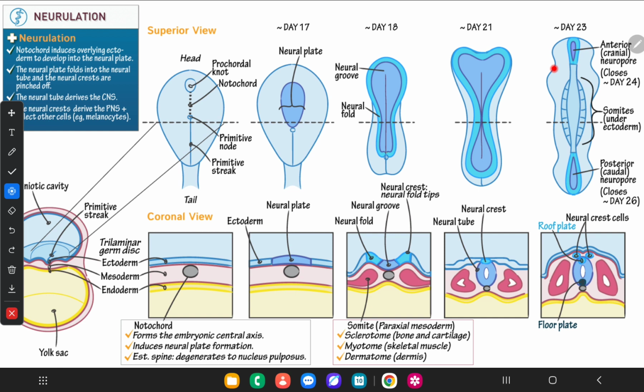a remaining part, anteriorly the cranial neuropore and posteriorly the caudal neuropore. The cranial neuropore closes at about day 24 to 25, and the posterior or caudal neuropore closes at day 26 to 28.